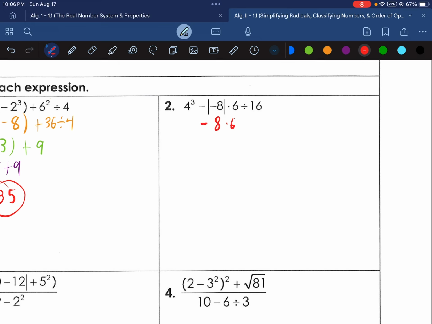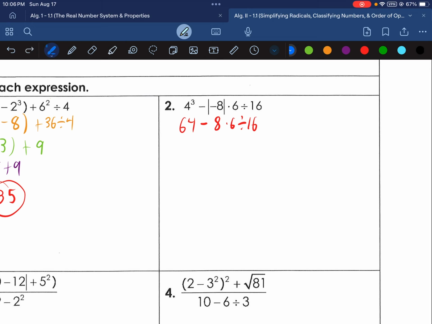So we have minus that times 6 divided by 16. Now, because exponents come before the step of subtraction, we can go ahead and do this exponent here. 4 cubed is 4 times 4 times 4, which is 64.